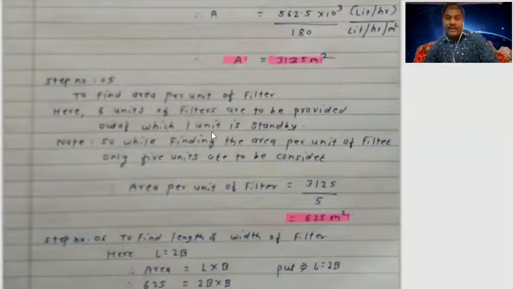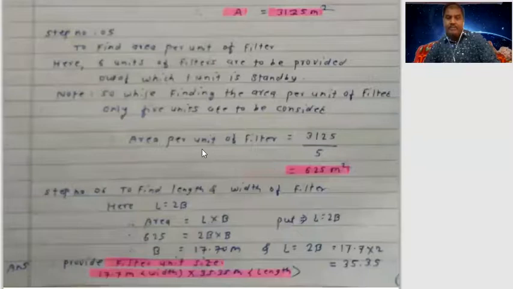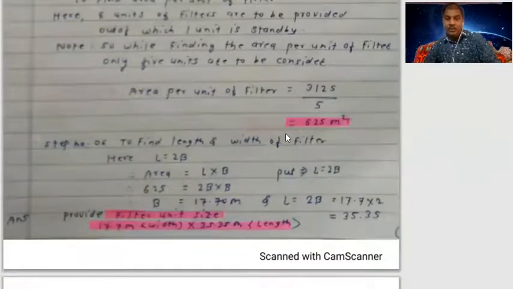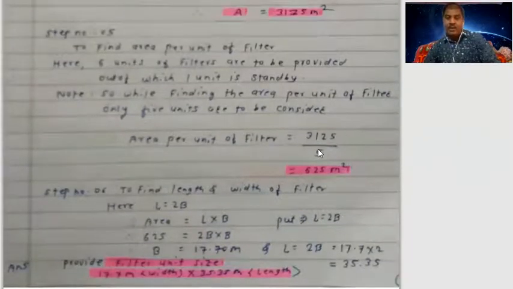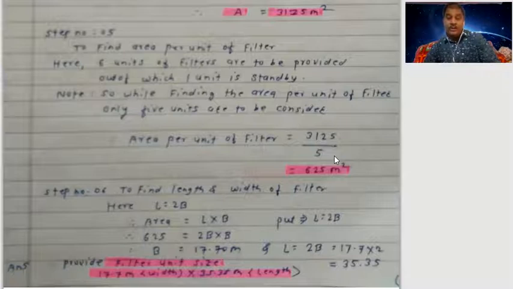So while finding the area per unit of the filter, only 5 units are to be considered because out of 6, 1 is standby. So we have to consider only 5 units for the design purpose. Then area per unit of the filter equals surface area divided by 5, the number of units. You have to deduct 1 unit because 1 unit is the standby, so you can't take 6 here.